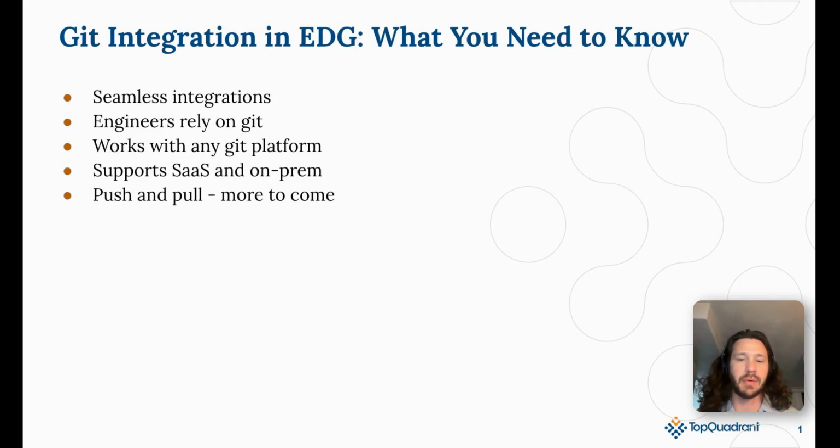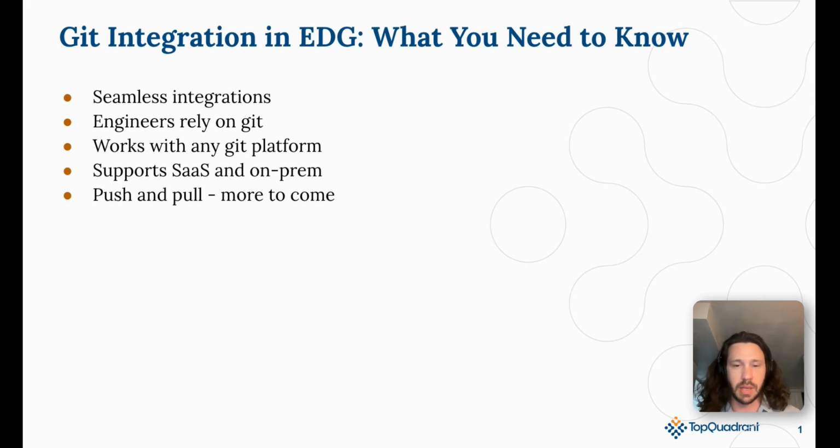Today, we're going to be talking about Git integration. Laurie's going to do a quick demo of how this works and what it looks like, and I'll just set the stage. First of all, we love integrations. We love seamless data integrations at Top Quadrant. We have many of them, but this one, Git, is super important because engineers live in Git. They work in it every day. We want to make sure that Edge fits smoothly into your existing development workflows and processes.